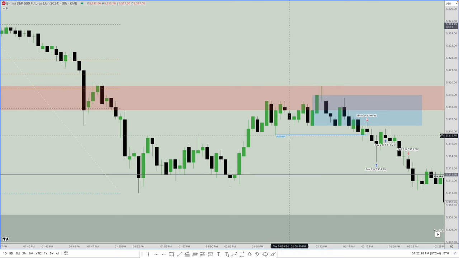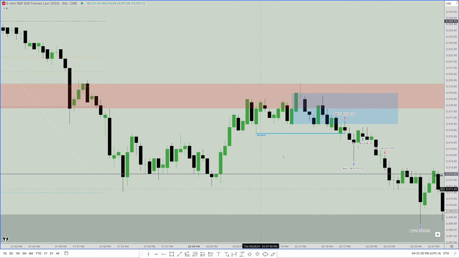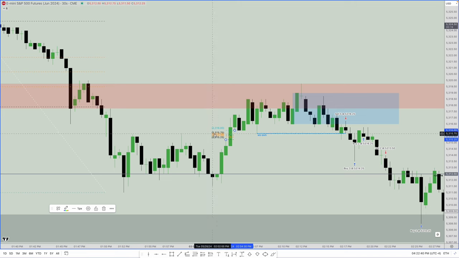So we have the market structure shift right there. And why is this low an important low? Because if we measure the imbalance right here, 50% is at 5315.75. And the low of this candle, if we look at the top left up here, when I hover over it, is equal to 5315.75. So this is a swing low that comes to at least consequent encroachment of the imbalance.